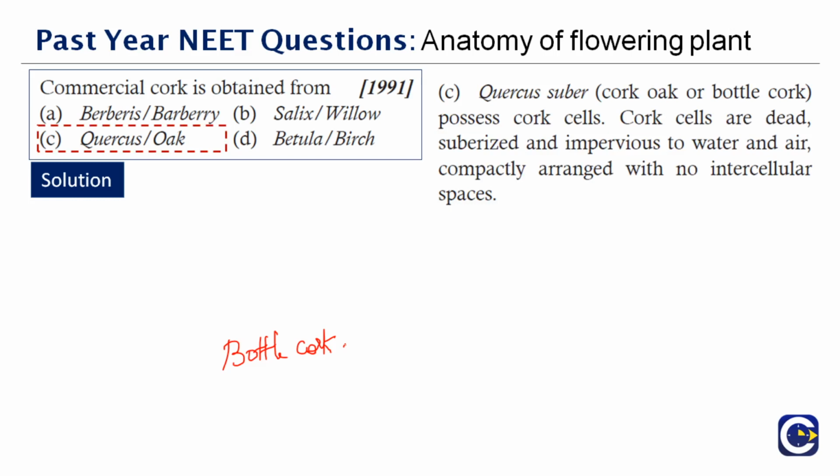Cork cells are dead, suberised and impervious to water and air. They are compactly arranged with no intercellular spaces. That is the main reason why we use it, especially for alcoholic beverages. When there is more atmosphere interaction inside with the beverage or with anything, that is not necessary at all, so you can use it in those kinds of systems. Therefore the correct answer to this question is option C.